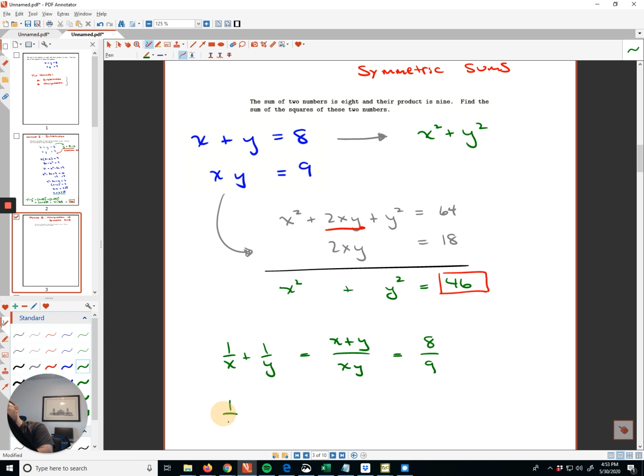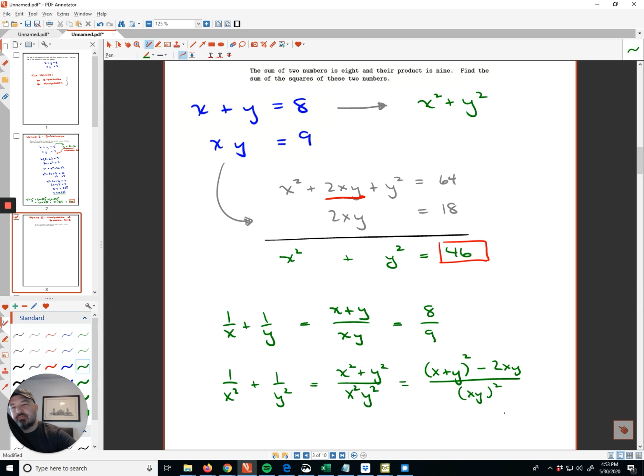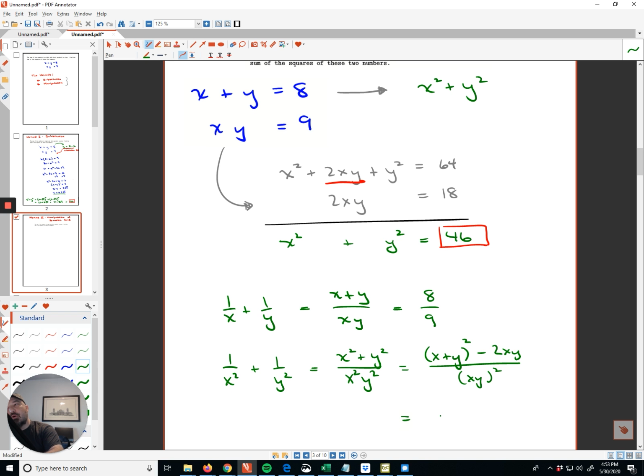Or if we wanted to find 1 over x squared plus 1 over y squared, that would be equal to x squared plus y squared over x squared y squared. And we know that x squared plus y squared is 46. But I'm going to go ahead and write this out as x plus y squared minus 2xy over xy squared. And now you can see, if you hadn't done the previous part, you can see from the beginning that what we want is 8 squared minus 2 times 9 over 9 squared, which is 46 over 81.